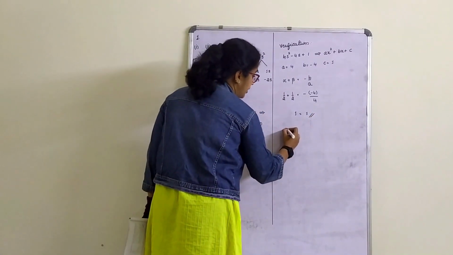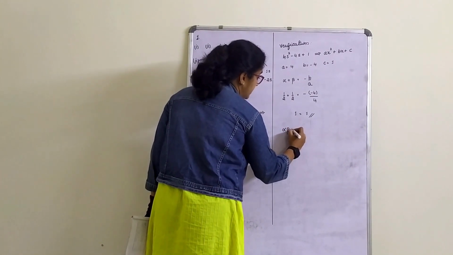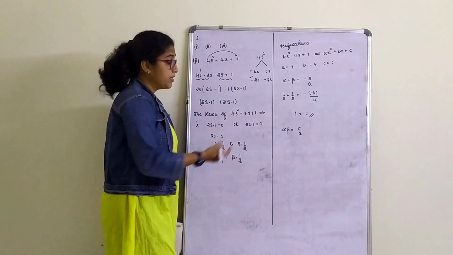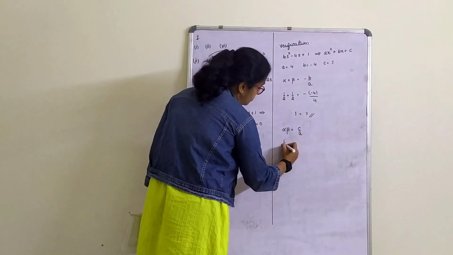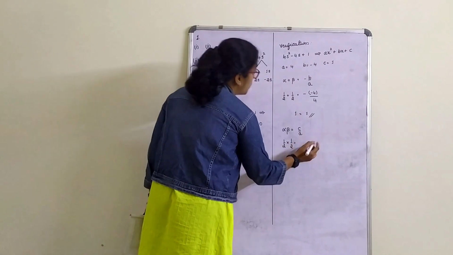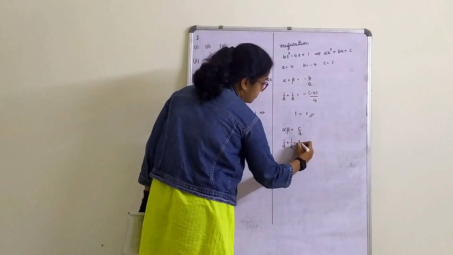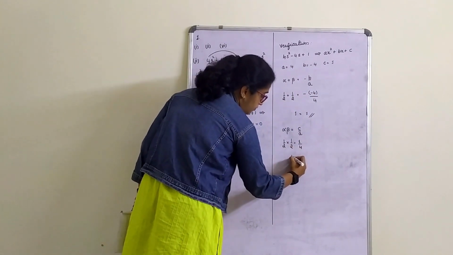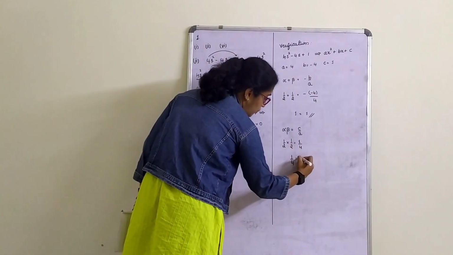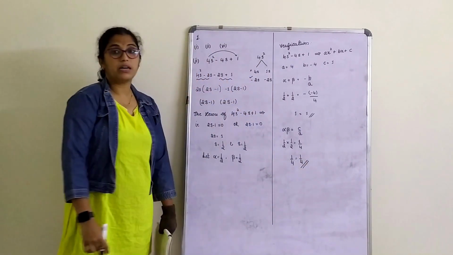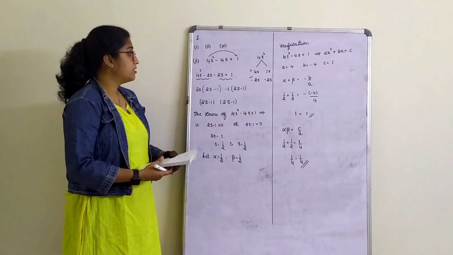Let's check with the product of the zeros. Alpha beta is equal to c by a. Correct? So what is alpha? 1 by 2. Beta is 1 by 2. What is c? 1. What is a? 4. 1 by 2 into 1 by 2 is 1 by 4, is equal to 1 by 4. So this is how you have to solve the sum.